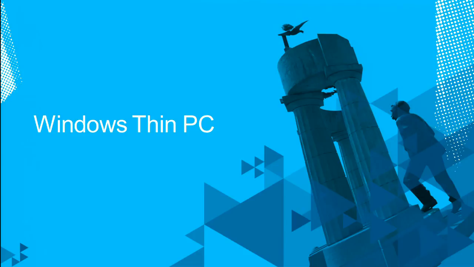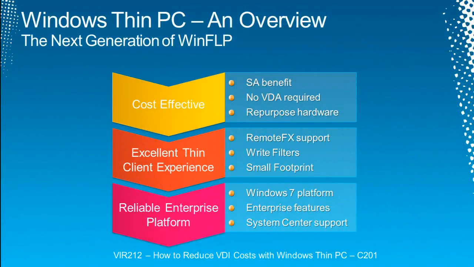So now that I've talked about Windows Embedded Standard and Windows Embedded Compact, I want to touch on Windows Thin PC. Windows Thin PC is a new offering that is coming. Again, it's the next generation of WinFLP, which is Windows Fundamentals for Legacy PCs. Windows Thin PC is a software assurance benefit. So it's available to all of our customers and enterprises who have SA right now. One of the advantages is that you do not need to buy a virtualized desktop access license. So that means that VDI is included. In circumstances where you don't have software assurance, there is a license for VDI.